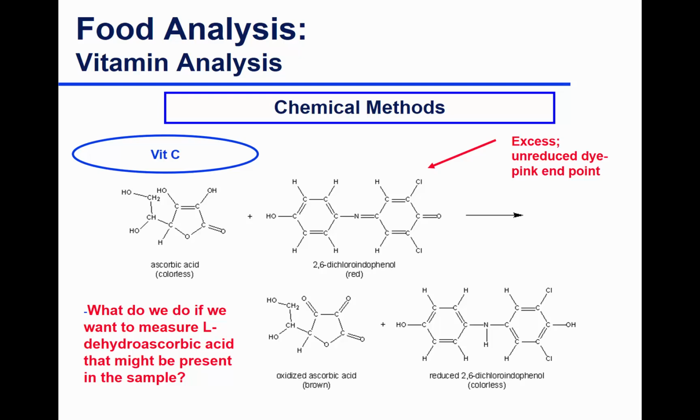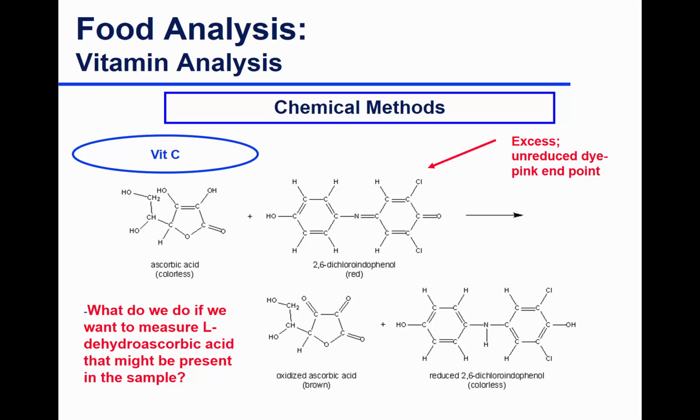So this is the reaction. That's your ascorbic acid, which is in the reduced form. And this is the dye, which is sometimes I say blue, sometimes red, sometimes pink. I'm not making up my mind. Dark purple. And then the ascorbic acid will be oxidized, and this will be reduced. You get colorless. So what do we do if we want to measure dehydroascorbic acid?